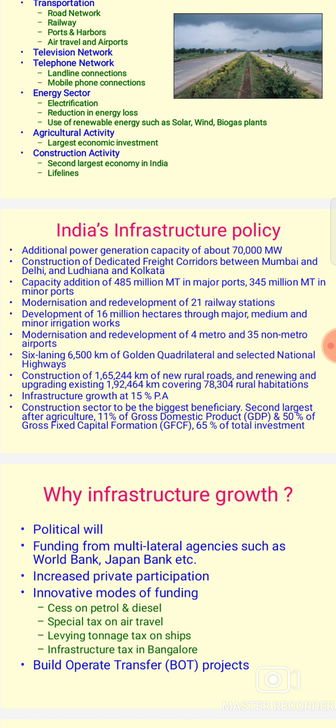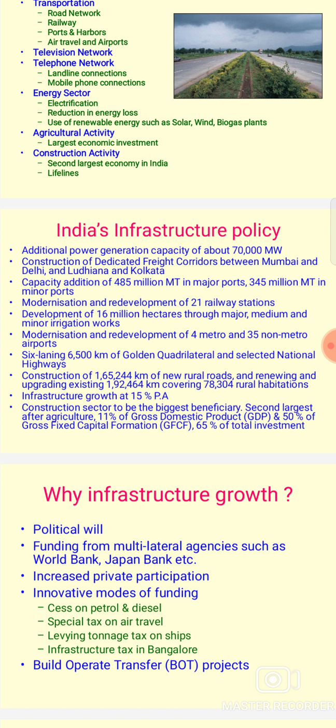Modernization and redevelopment of 21 railway stations. Development of 16 million hectares through major, medium, and minor irrigational works. Modernization and development of 4 metro and 35 non metro airports. 6 laning of 6,500 km of the golden quadrilateral and selected national highways. Construction of 1,65,244 km of new rural roads, and renewing and upgrading the existing 1,92,464 km, covering 78,304 rural habitations.